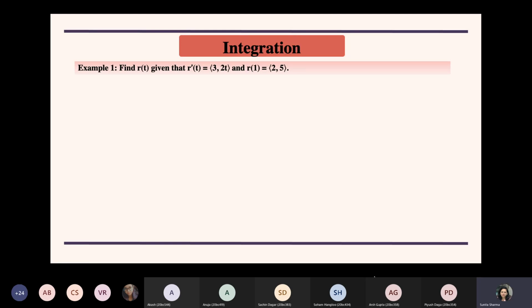I would want Anuja to answer this if you have done it. Ma'am, I have not done it. Okay, do it then. I'm waiting, then I'll discuss it.